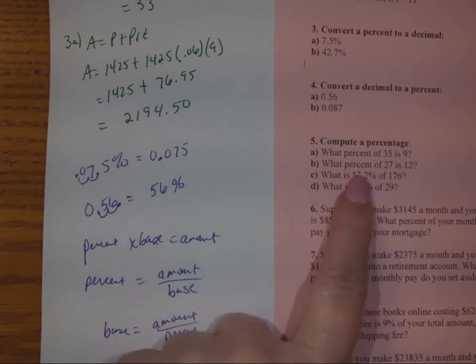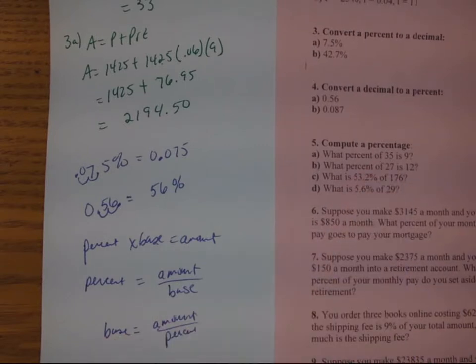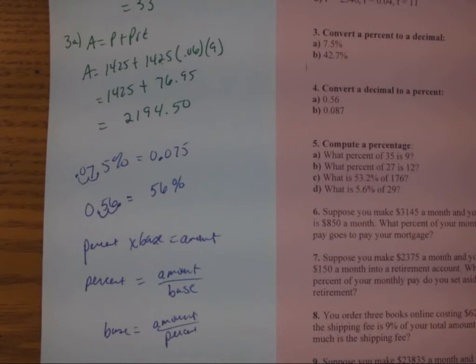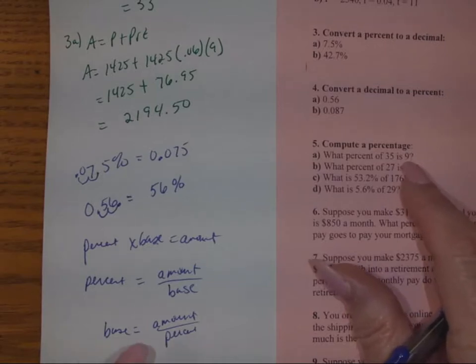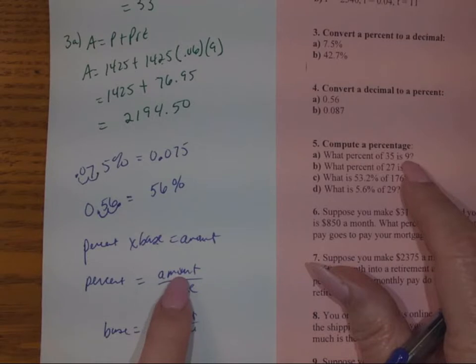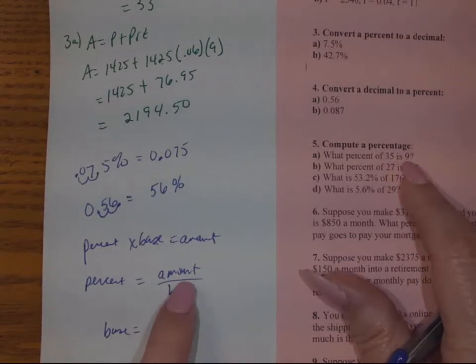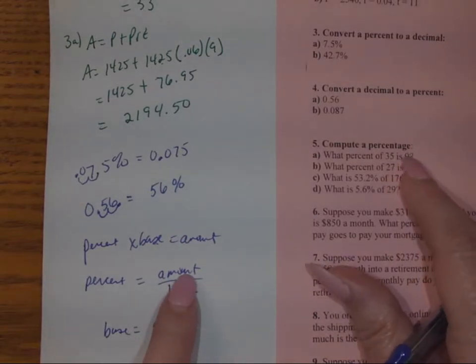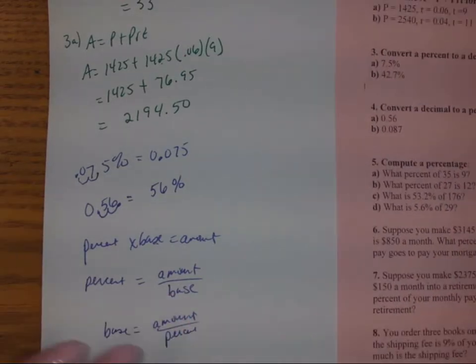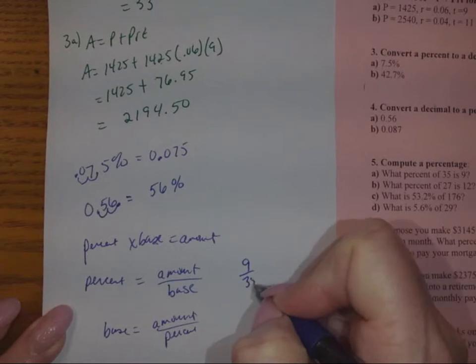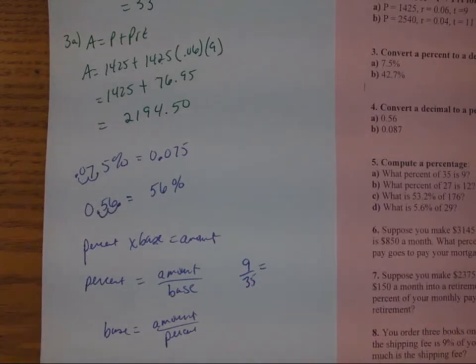So on the first problem, what percent of 35 is 9? So in class we talked about the part over the whole. The "of" is the whole, the 9 is the part. The 9 is going to be your amount. So the amount over the base. So the amount, what is 9 of the base? So we're looking at 9 divided by 35 will get us a decimal.